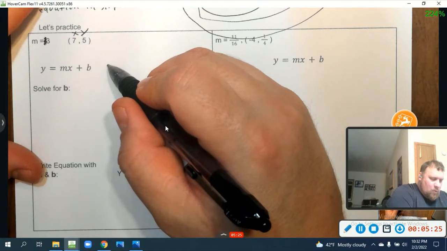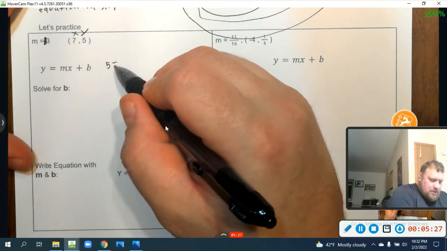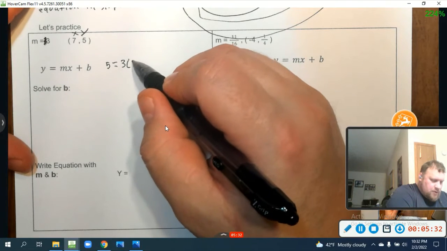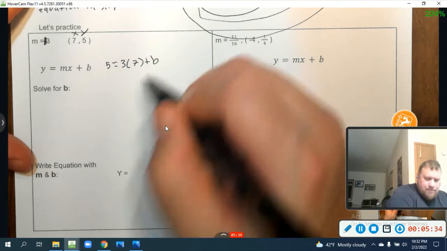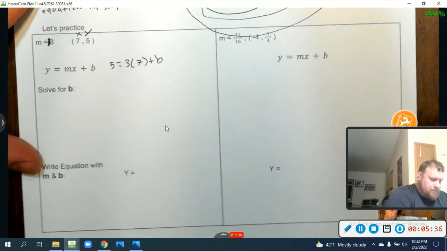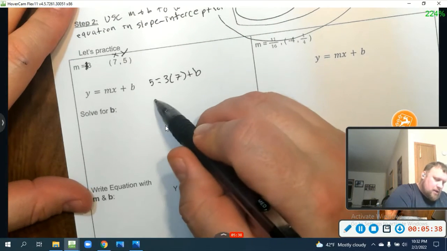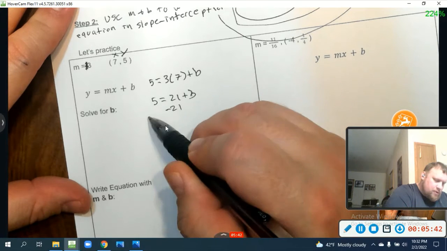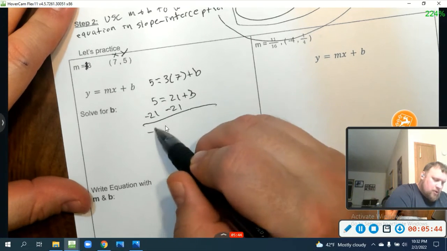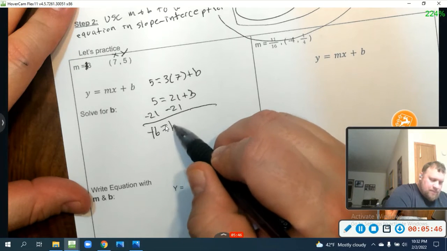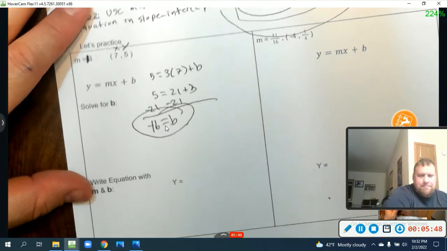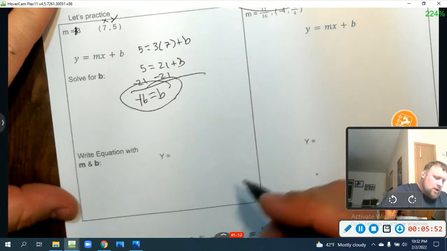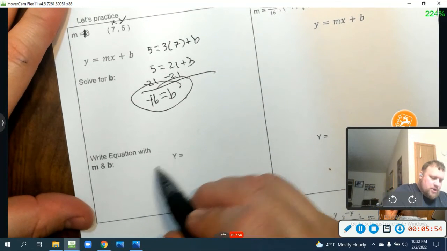So I'm going to have my y of 5 is equal to my slope of 3 times my x value 7 plus b. And then let's solve that. 5 equals 21 plus b. Subtract 21 from both sides. And we now know that our b equals negative 16. See that? B equals negative 16. Good times.